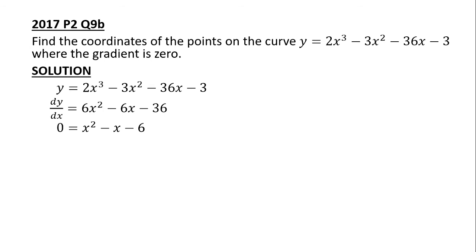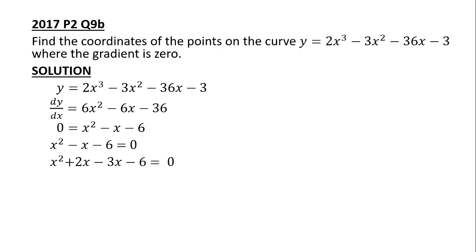Since the question is saying where the gradient is 0, where there's dy dx, we'll replace our 0. This one is a quadratic expression. So we'll say x squared minus x minus 6 is equal to 0. Then we have to find two integers such that when we multiply them, they'll give us a negative 6, but when we add them, will give us a negative 1. And then we'll replace them where there's that negative x.